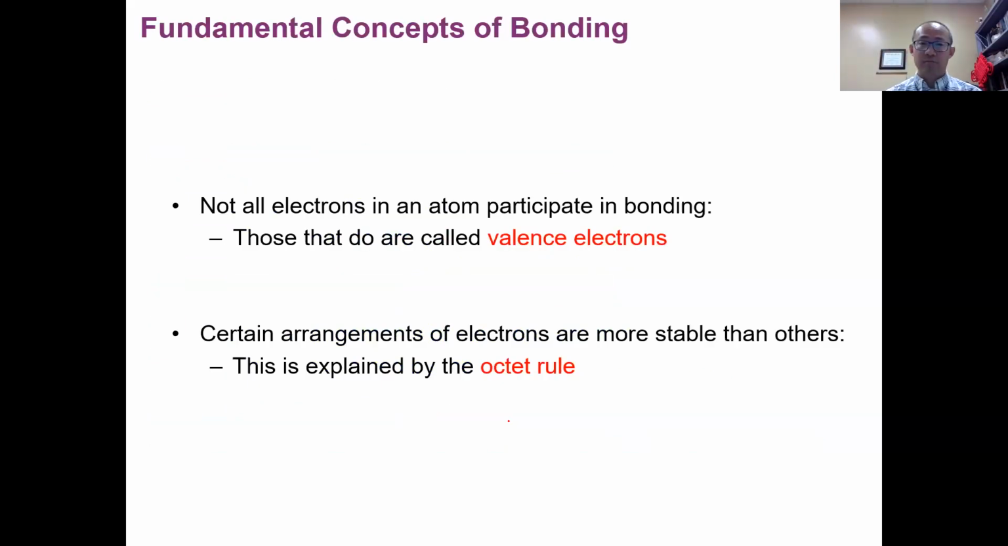When we talk about bonding, no matter ionic or covalent bonding, there are two fundamental rules. These are the fundamentals of chemical bonding. One rule is that not all electrons in an atom participate in bonding. Remember, the number of electrons of an atom equals the proton number. But no matter how many electrons there are, not all electrons participate in bonding. Only a small number of electrons are involved in bonding, and we call those electrons valence electrons.